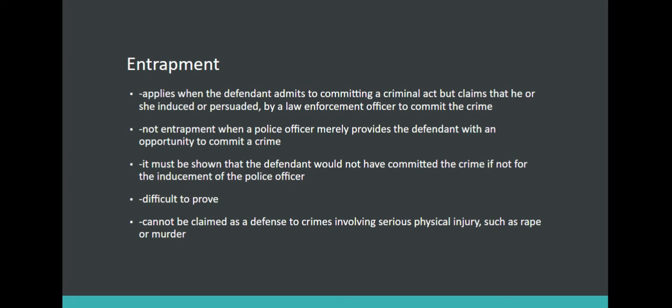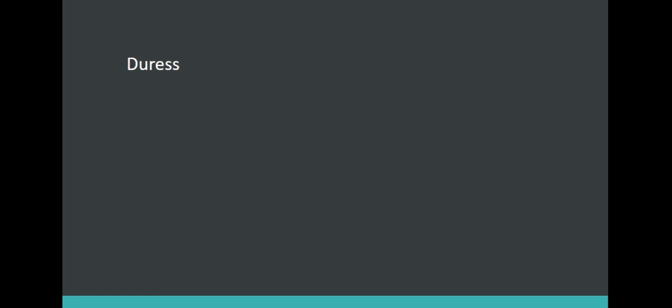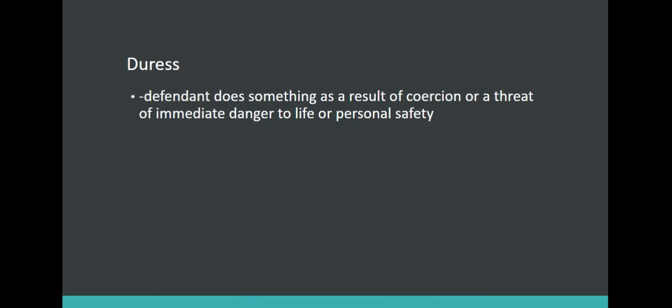Okay, so entrapment: you committed the criminal act, but you were persuaded to do so by a law enforcement officer. Okay. Duress is kind of the same thing. The defendant does something as a result of coercion or threat of immediate danger to life or personal safety, but it's not necessarily by a law enforcement officer. Okay. So get down this definition of duress. The easy way to define this is that the individual lacks the ability to exercise free will. Okay.